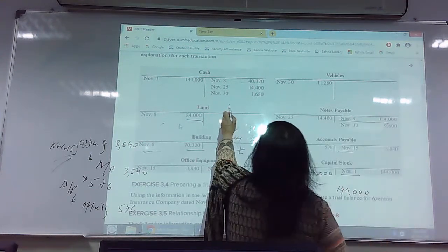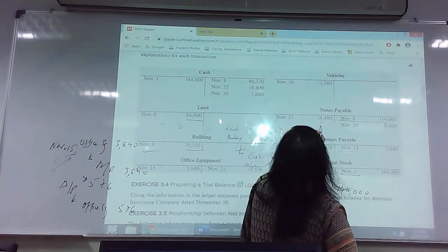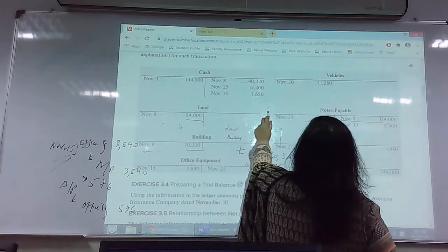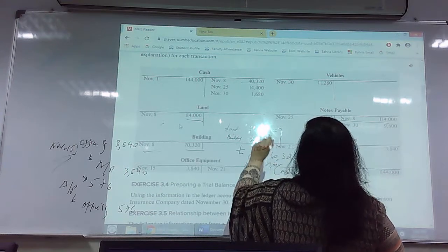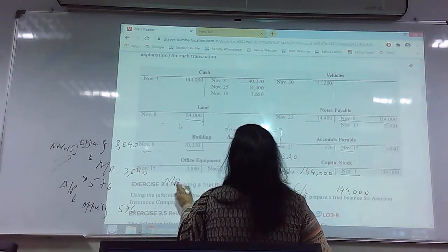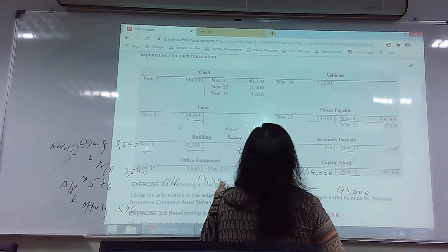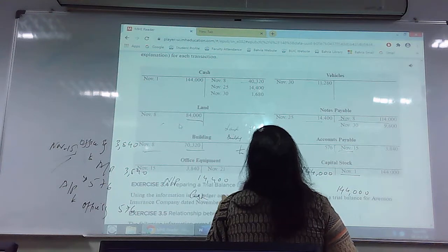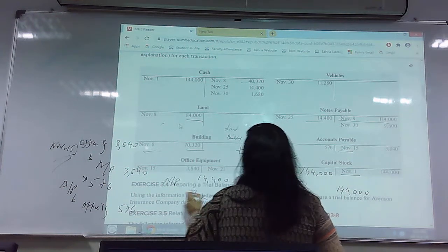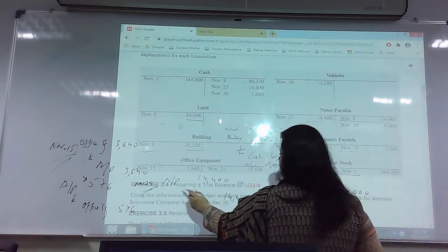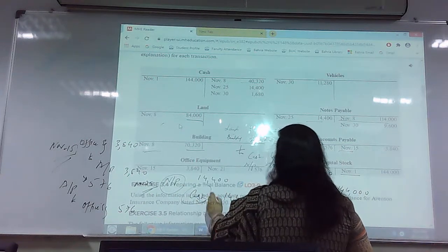Okay, so now you have cash, November 25. You have notes payable as decreasing, and you have cash as decreasing. So you have notes payable debited as 14,400, and you have cash as 14,400 on November 25. So it basically means that you have settled this notes payable with cash, alright?